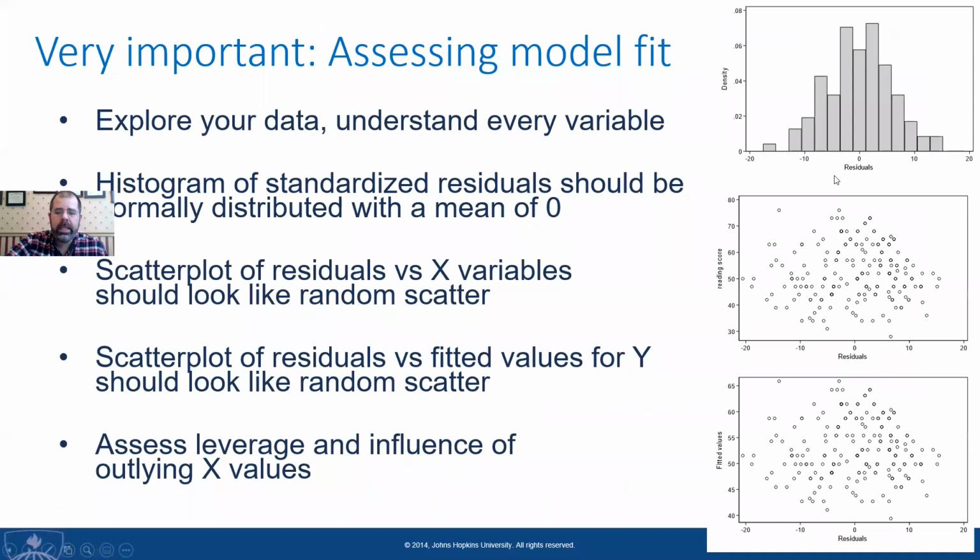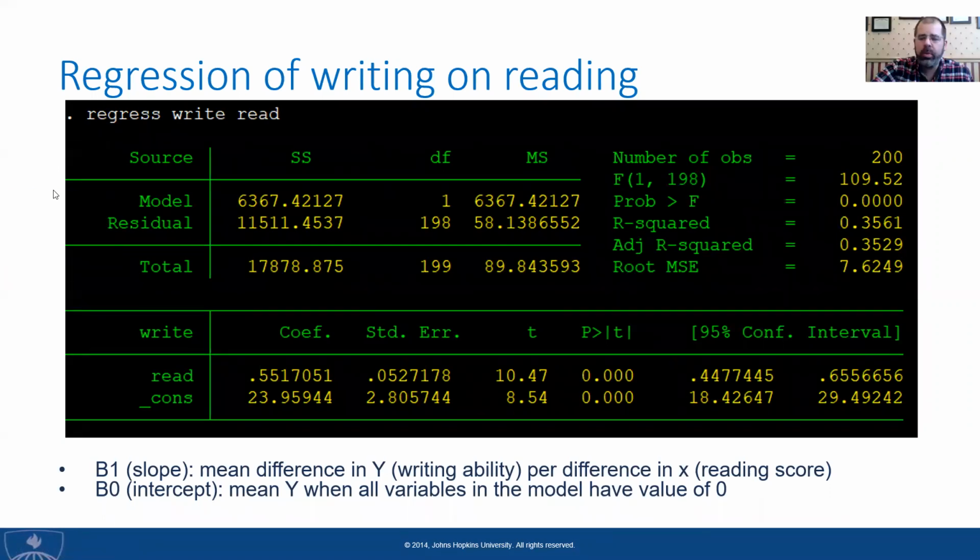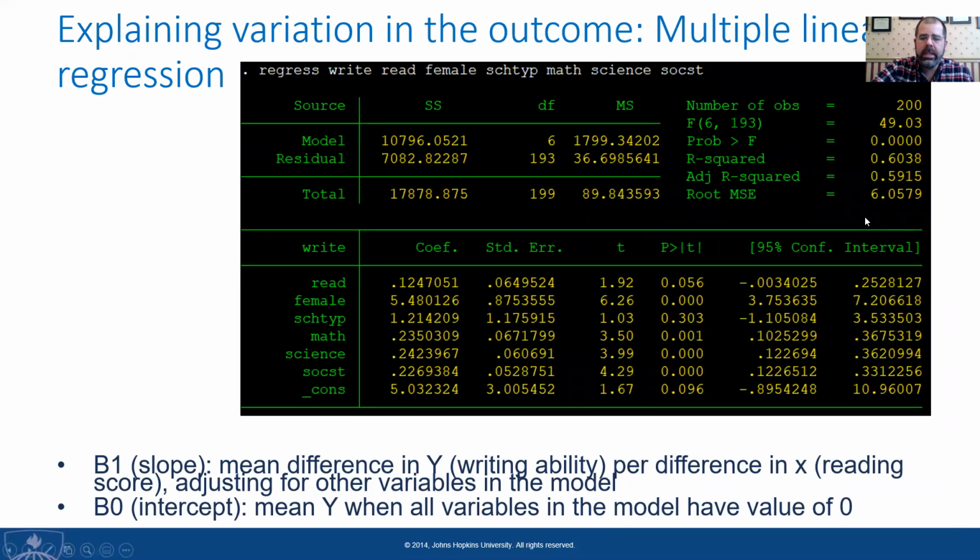Note that previously our R² with the simple linear regression of writing ability on reading was 0.356, whereas in this example, the R² is 0.60. So the addition of all these additional covariates has almost doubled the R². So we're explaining a lot more variability in our writing outcome.